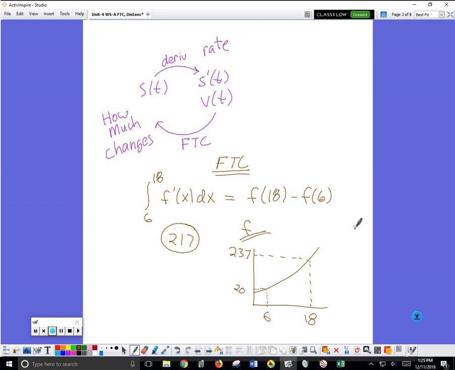The idea is that when we integrate the rate at which F changes, however we find that integral, the value of the integral, in this case I pretended it was 217, is going to represent the total change in F between x equals 6 and x equals 18. So then I drew a graph of F and said, let's suppose that when x is equal to 6, the value of F is 20. So I just made an example where F of 6 had to be 20.